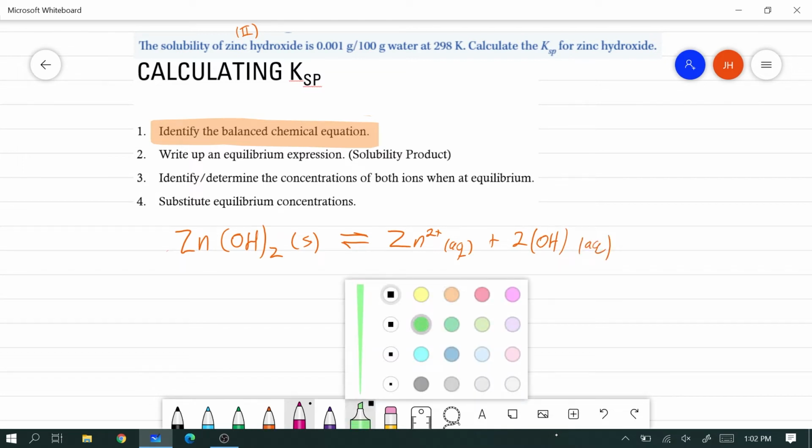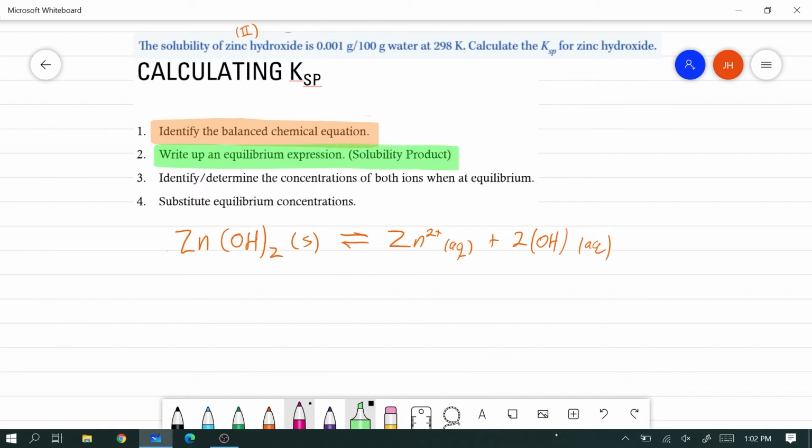Once that's done, we can then write up an equilibrium expression. That is Ksp is going to be equal to our product of products. So our zinc ions and our hydroxide ions, which I'm going to square, noting that we do not include our solid. It doesn't have a concentration, so we won't include that for any of our solubility products. That's our Ksp expression done.